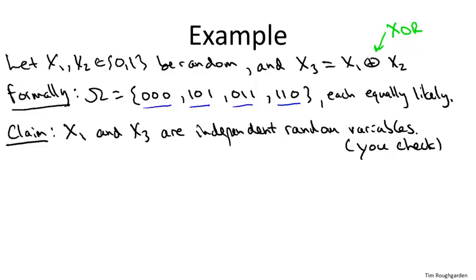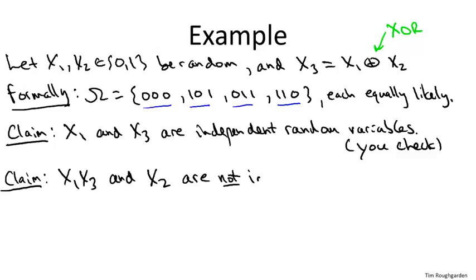Now, that's a perhaps counterintuitive example of independent random variables. Let me give you a perhaps counterintuitive example of dependent random variables. Needless to say, this example just scratches the surface, and you can find much more devious examples of both independence and non-independence if you look in, say, any good book on discrete probability. So now let's consider the random variables x1 times x3, and x2. And the claim is these are not independent.